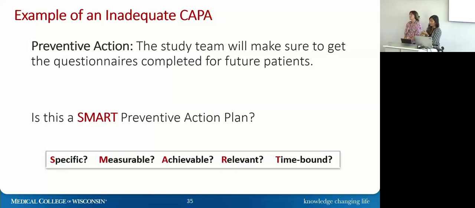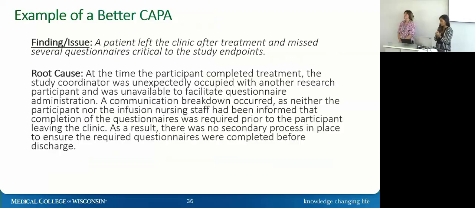It's definitely not measurable, right? Achievable. I don't know. We'll see if they miss another one. Yeah. Relevant. We don't even know the why. So we don't even know if it's relevant or not. And it's definitely not time bound. They didn't say when people were going to be re-educated or anything of that nature. If they're even re-educating people, honestly. So next is going to be a more properly written CAPA.